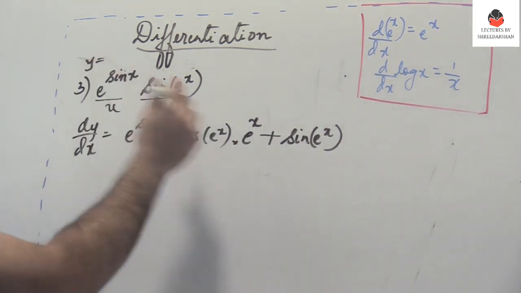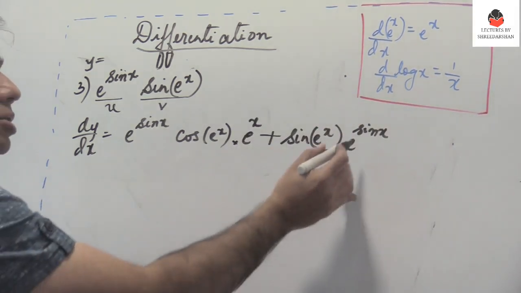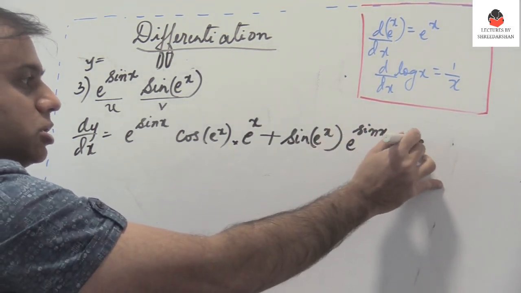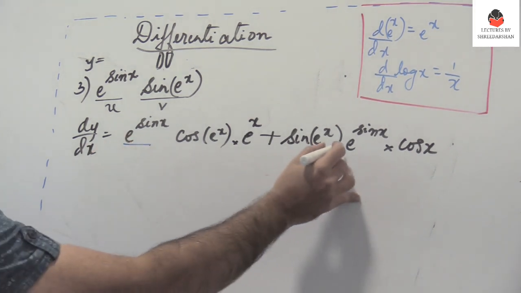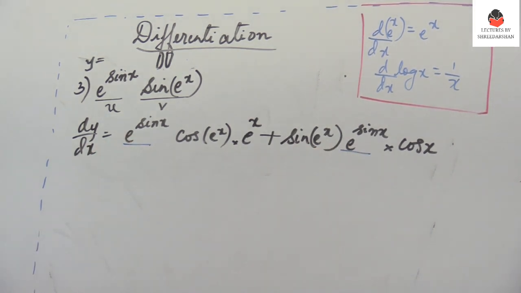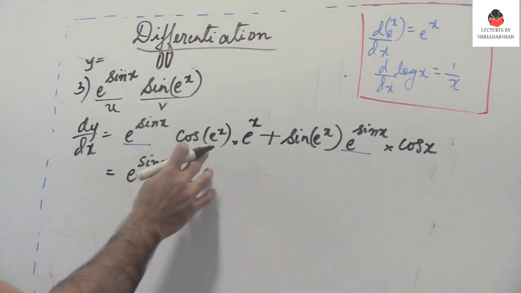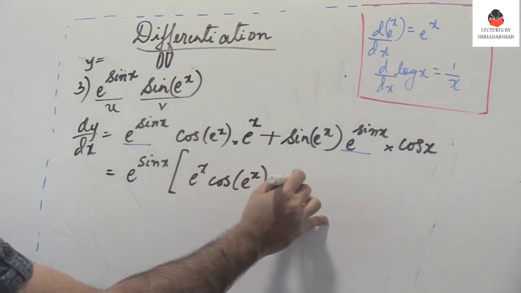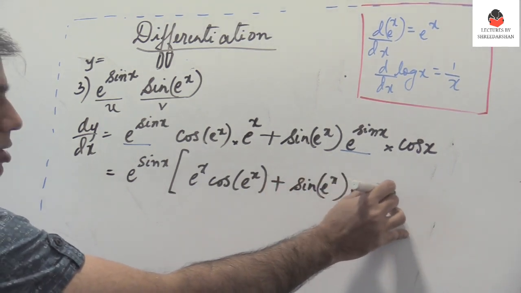Differential of e power x is e power x itself, but instead of x I have sin x. So I have to multiply it with differential of sin x, which is cos x. So what are the terms which are common? So we have e power sin x, which is common. So we'll take it outside. So e power sin x. So here we have e power x cos e power x plus sin e power x into cos x.